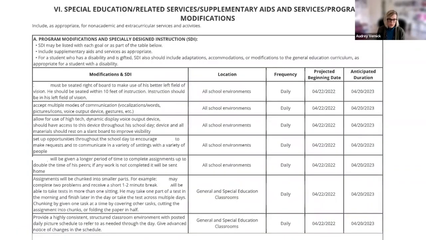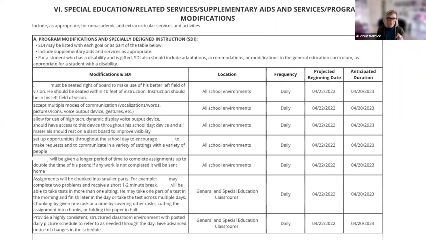So I'm going to show you a couple quick examples of what these IEP modifications and SDIs look like together. I think of specially designed instruction more like instructional approaches or methodology that the teacher will use, and modifications and accommodations are more about how we are changing or accommodating the coursework for the student, but these were kind of all lumped together.